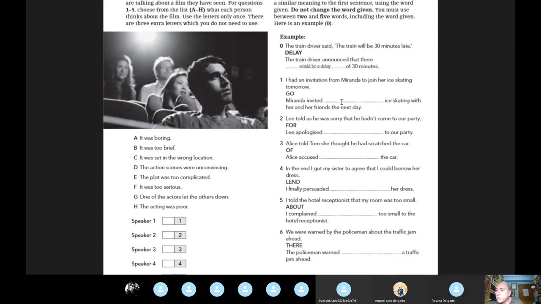For not coming to our party, por no venir, for not having come, por no haber venido. Both answers are acceptable, right? But remember, you need ing because you have for. Number three, Alice told Tom she thought he had scratched the car. And now you have to use of. Alice accused. What?